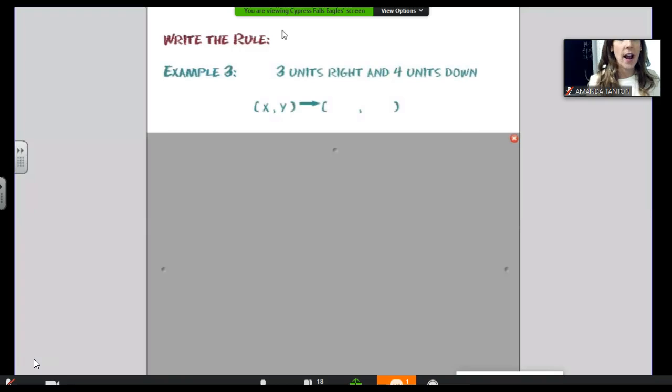Alrighty, let's try one where I give you words and you write the rule. Everyone go ahead and on a sheet of paper, just write your answer to this problem, and then we'll say it out loud. And go! What did you get? I think everyone is having internet problems. X plus 3 for going 3 to the right. Y minus 4 for going 4 down.